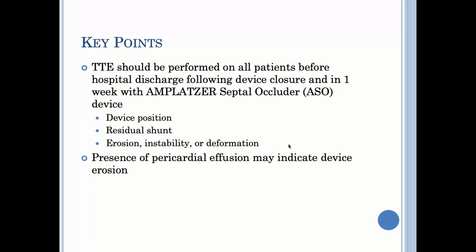When do you decide a PFO is not an ASD? So Hirmand, back to you. How do you tell a PFO from an ASD?